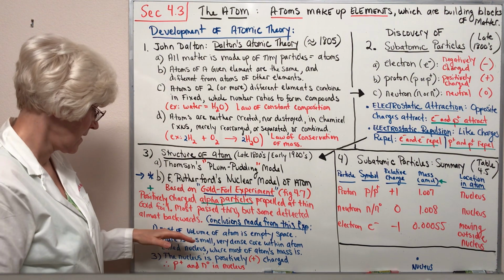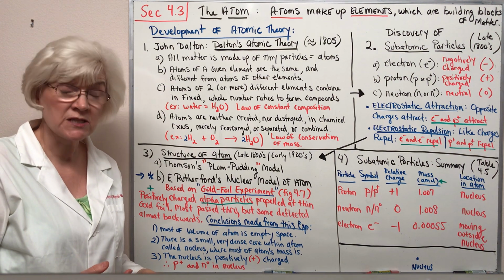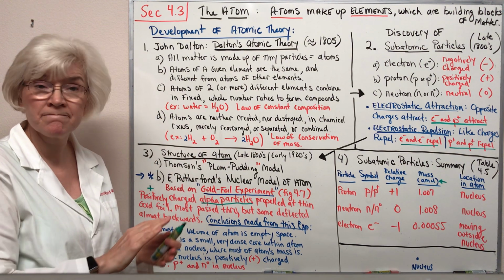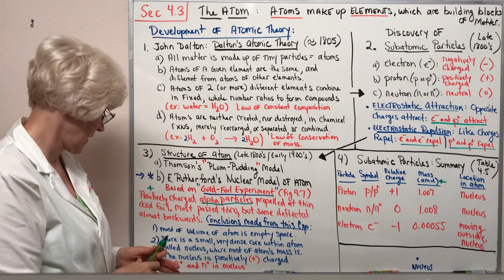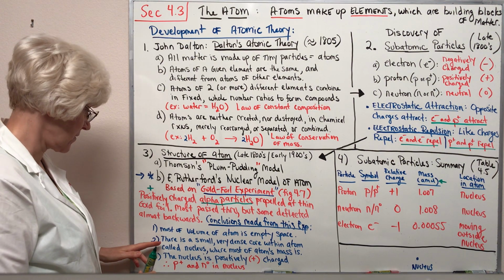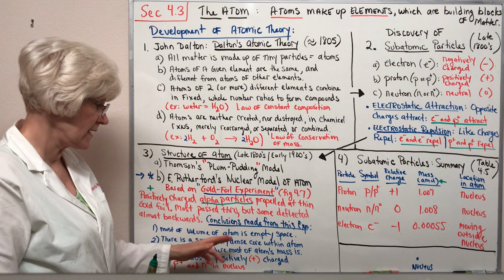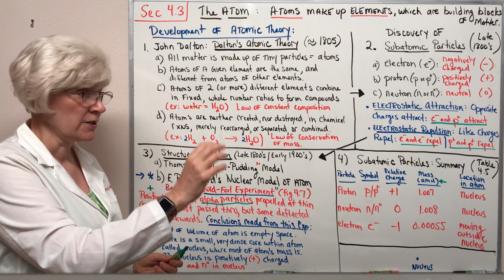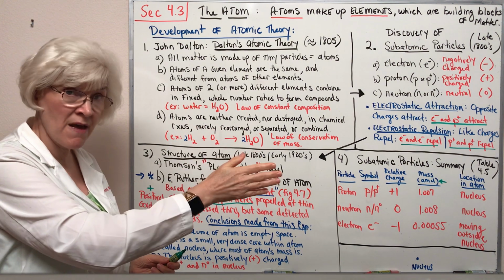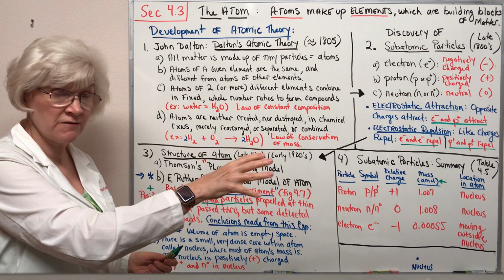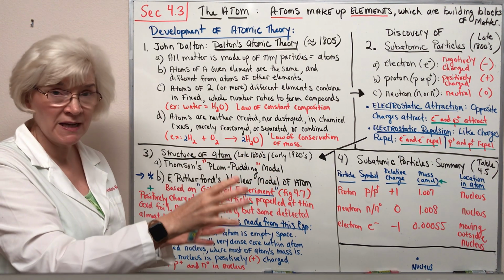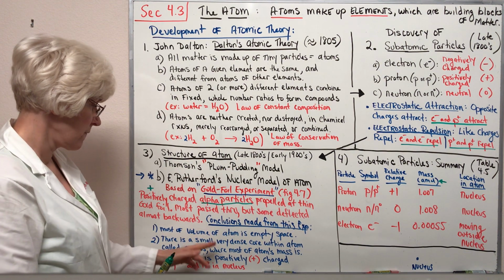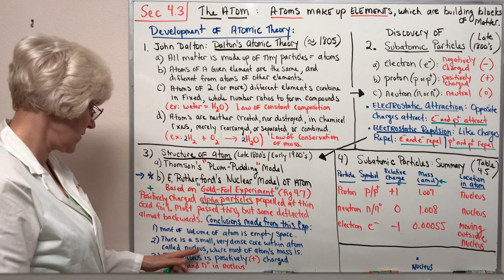His first conclusion: most of the volume of an atom is empty space, because most of the alpha particles just passed right through the gold foil and never encountered anything. But, second proposal, there must be a small, very dense core within the atom, because only something very dense could change the direction of movement, the momentum, of alpha particles, which are massive particles themselves from an atomic perspective, and send them backwards. So there is a small, very dense core within the atom called the nucleus.